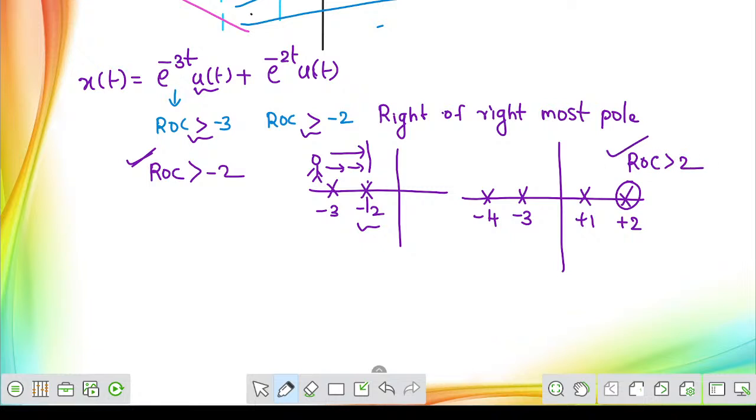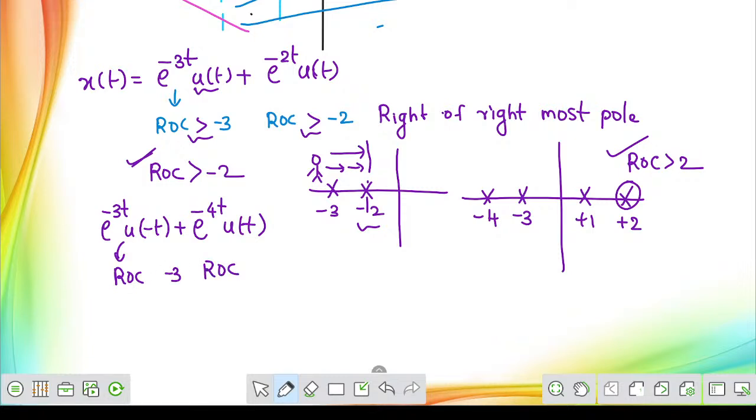Finish. So whenever we have more than one right-sided signal, you will have to choose the right of the rightmost pole as your resultant ROC. Similarly, for left-sided sequences, suppose it is given that e power -3t into u of -t, and e power -4t into u of -t. Now what should we do, sir? For the first one, what will you say? First write down the region of convergence. For the second one, write down the region of convergence.